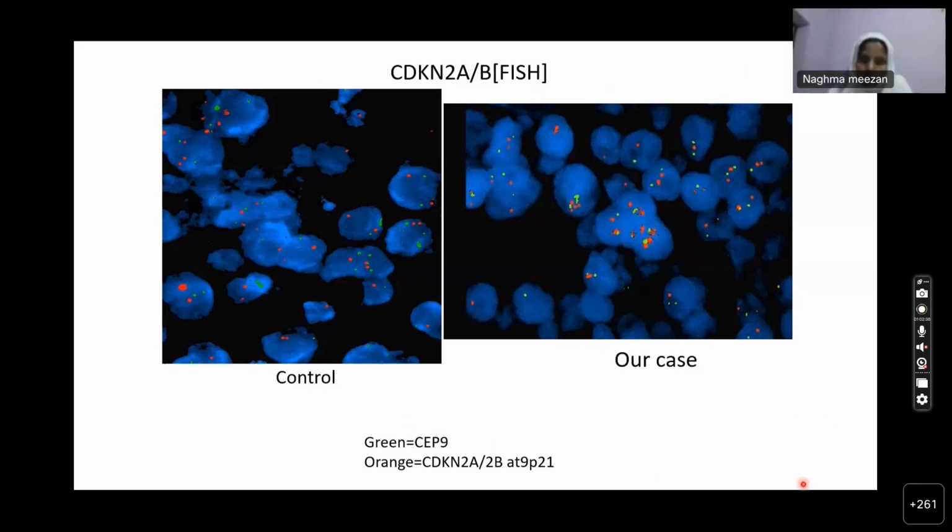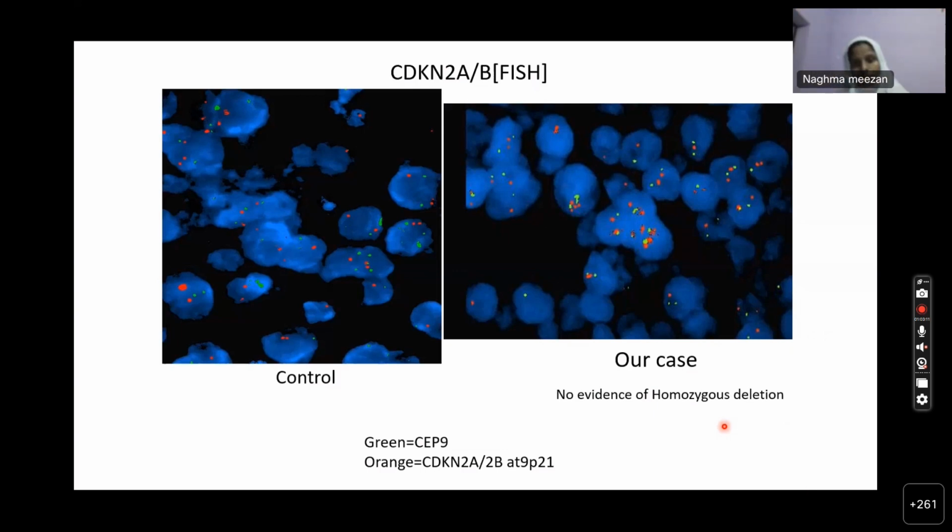Anybody else? Yes or no? No, ma'am. Very good. There is no homozygous deletion. You can see 2 green, 2 orange in all the nuclei, isn't it? Because they're overlapping nuclei, it looks like many signals, but there is no homozygous deletion. You are seeing orange signals. You should not see any orange signal to call it homozygous deletion. So our case does not have evidence of homozygous deletion. And because it does not have homozygous deletion, do we upgrade the tumor or do we keep it as 3?